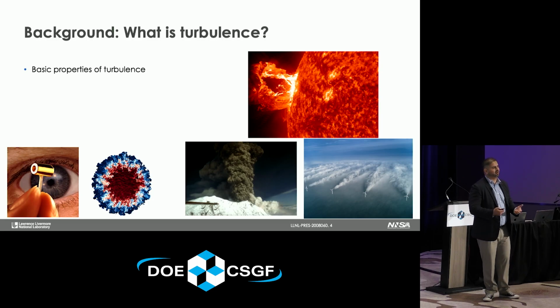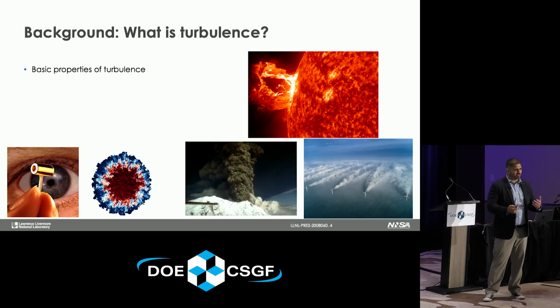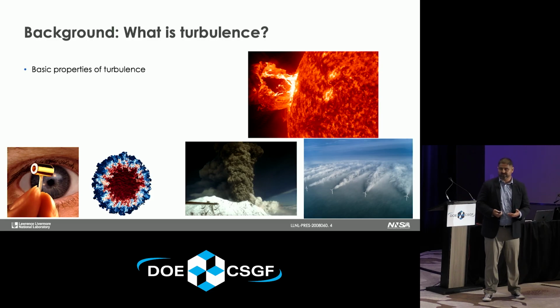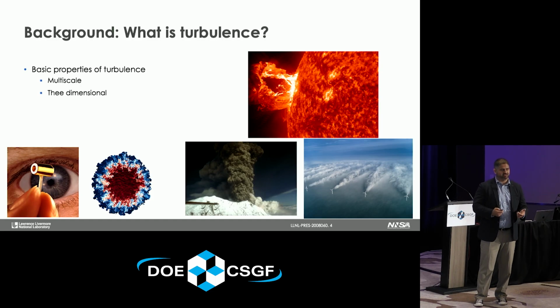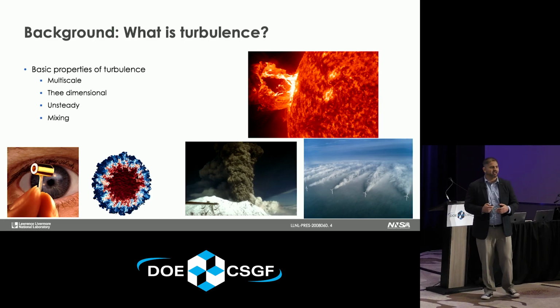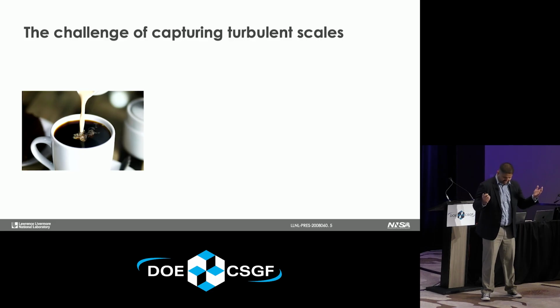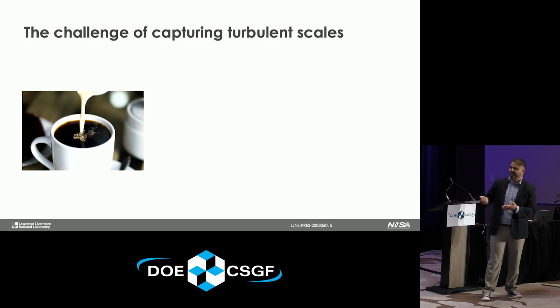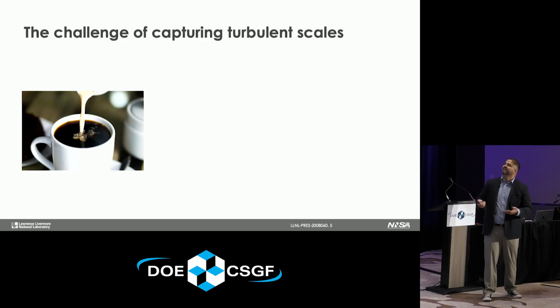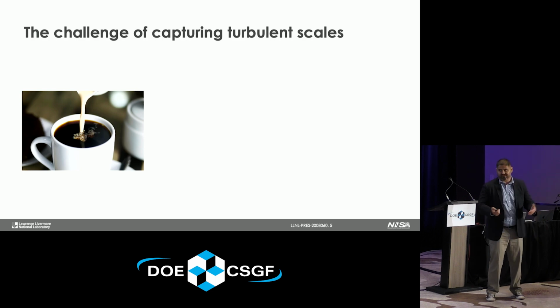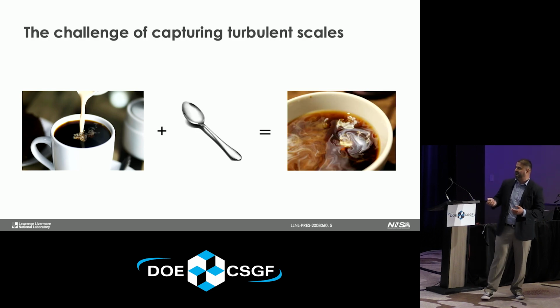There isn't a well-defined mathematical property of what turbulence is, but there are some physical characteristics. It tends to be multi-scale, 3-dimensional, unsteady, and induces some kind of mixing. So if you're a grad student like me, one of the habits I picked up is I started becoming addicted to coffee. I enjoy creamer with my coffee, but I don't like to wait for the creamer to diffuse into the coffee. So I take a spoon, I mix it, and you get something like this.